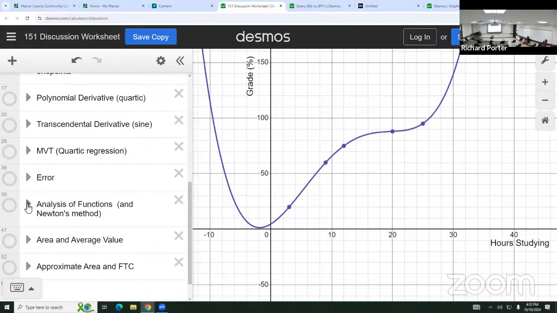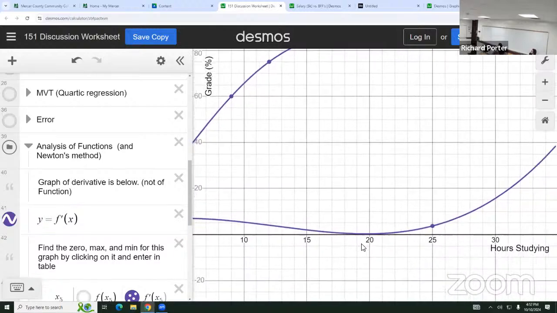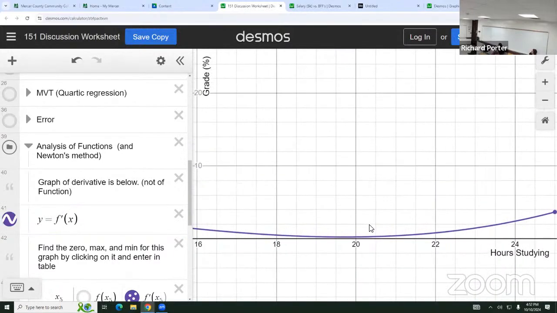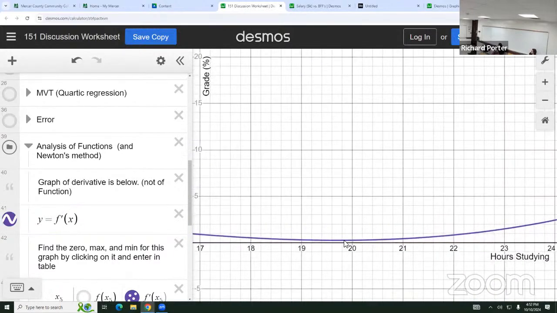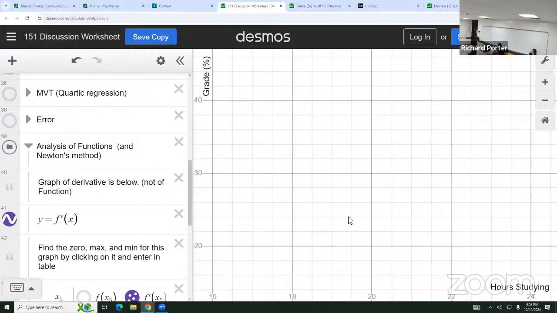So let's take a look at analysis of functions. If you graph the derivative, I see a 0 there, but is there another 0 here or isn't there? Oh, there isn't. How close. If it had been just a little bit lower, you would have had 2, you would have had a max and min here, but you don't. So this graph doesn't have a max or min.